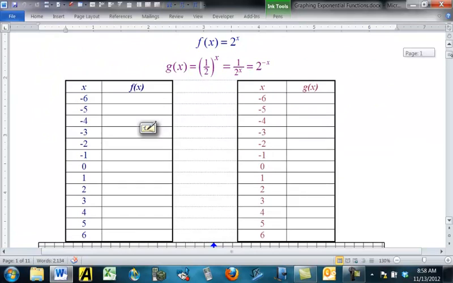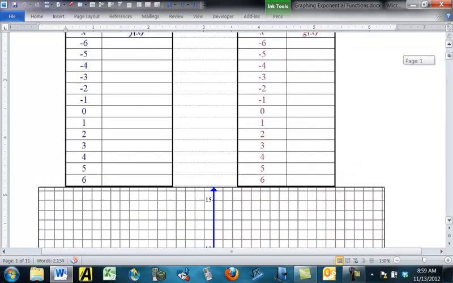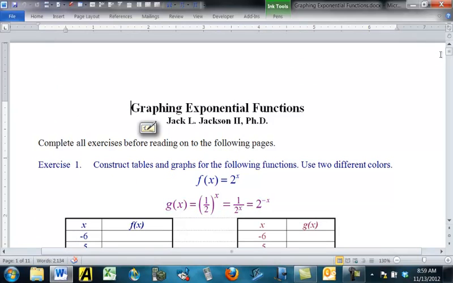So what I want you to do is to get two colored pencils out. Hopefully you already printed out this set of notes, or just do this on a piece of graph paper, and figure out the y values that go with these particular x values that I have picked here in the table, and then graph the two functions and tell me how they compare to each other. So go ahead and do that now. When you're done, come back to the video. Press pause now.